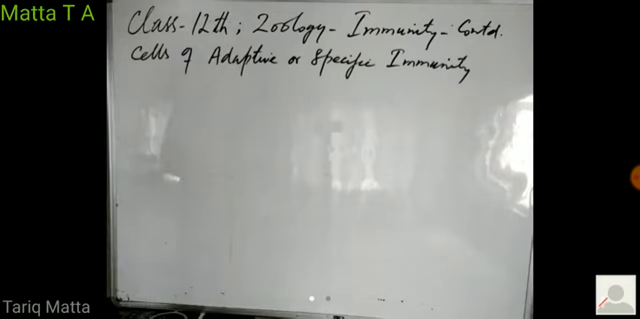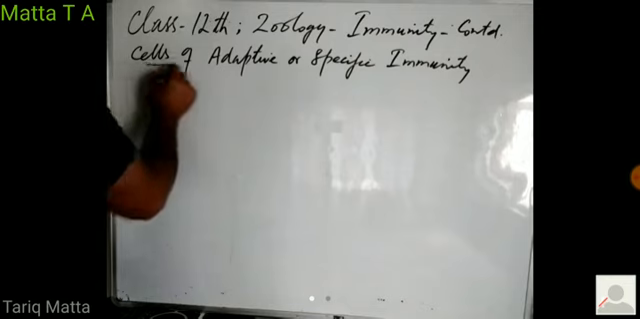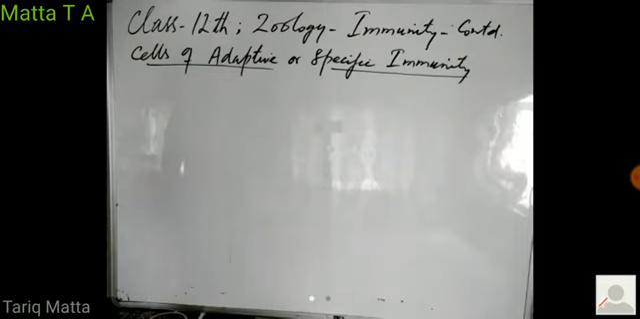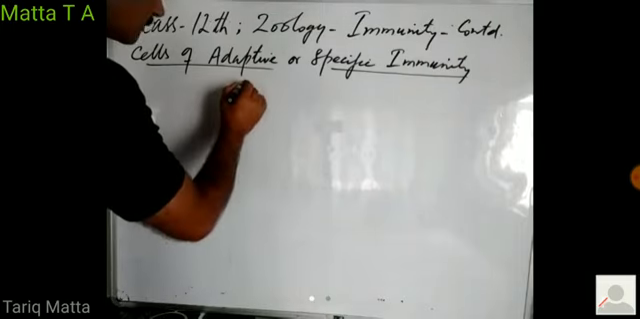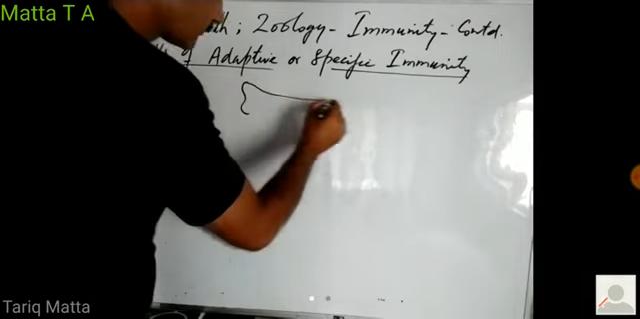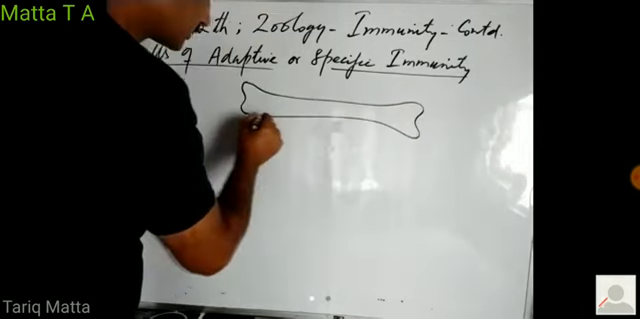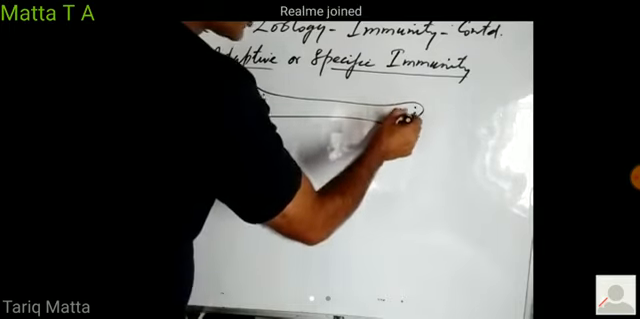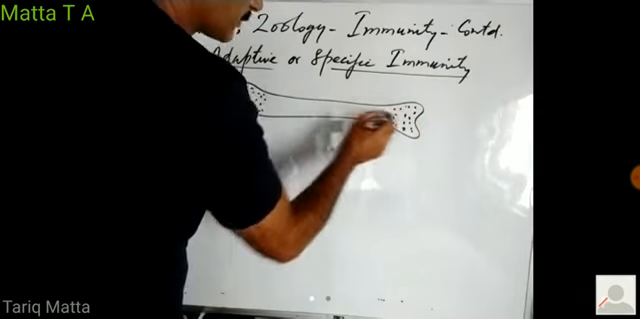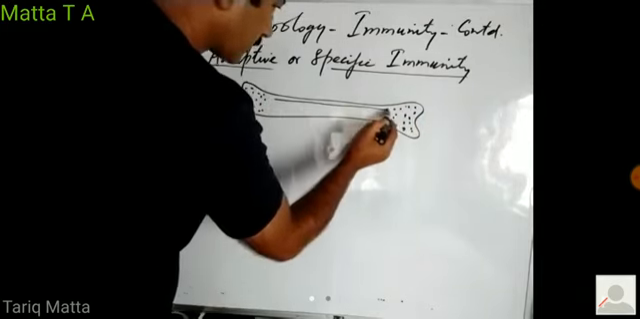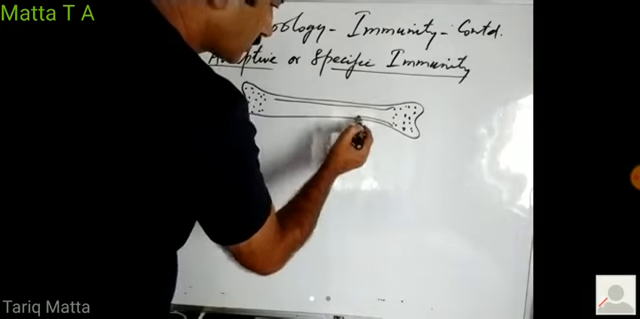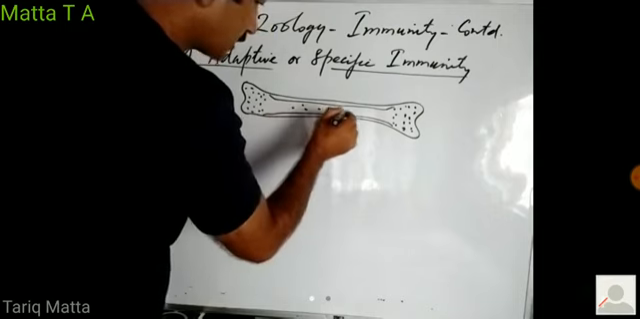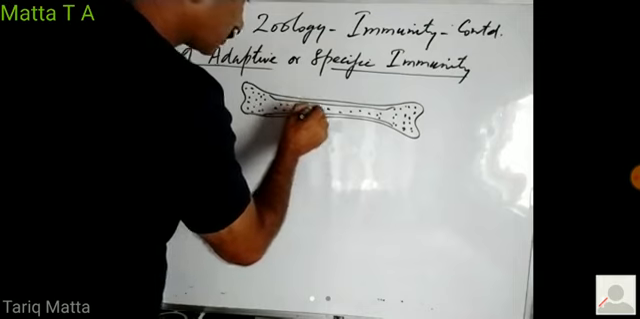Now today we are going to discuss the cells of this adaptive or specific immunity. Where do we get this adaptive or specific immunity from? In our bone marrow, in our bones, there is a bone marrow known as red bone marrow. Then we also have white bone marrow, or yellow bone marrow, that is present in the marrow cavity.